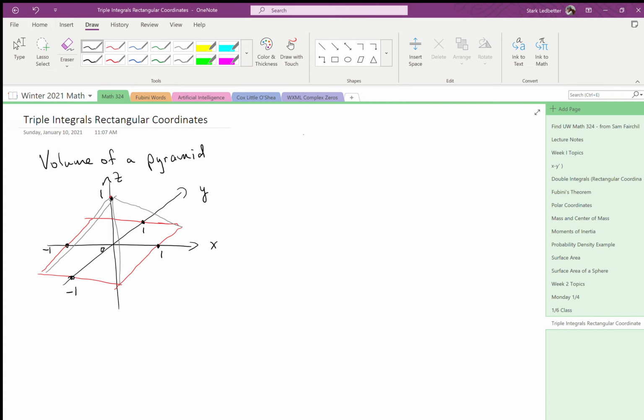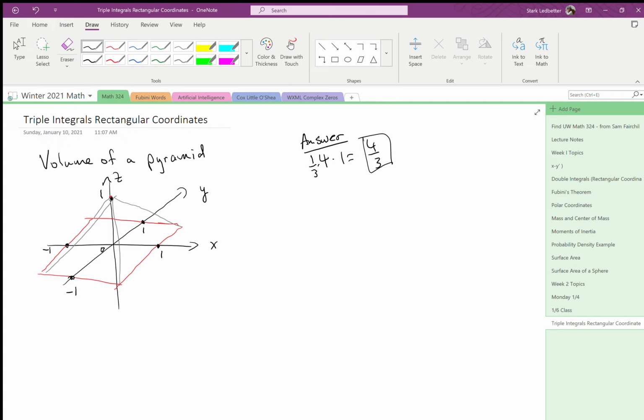So, if you remember from geometry class, maybe you don't, the answer is supposed to be area of the base, which is going to be 2 times 2 is 4, times 1/3 times the height, which is 1. So we're expecting an answer of 4/3. Hopefully we can get that. And the integrals are actually one way to derive that formula.